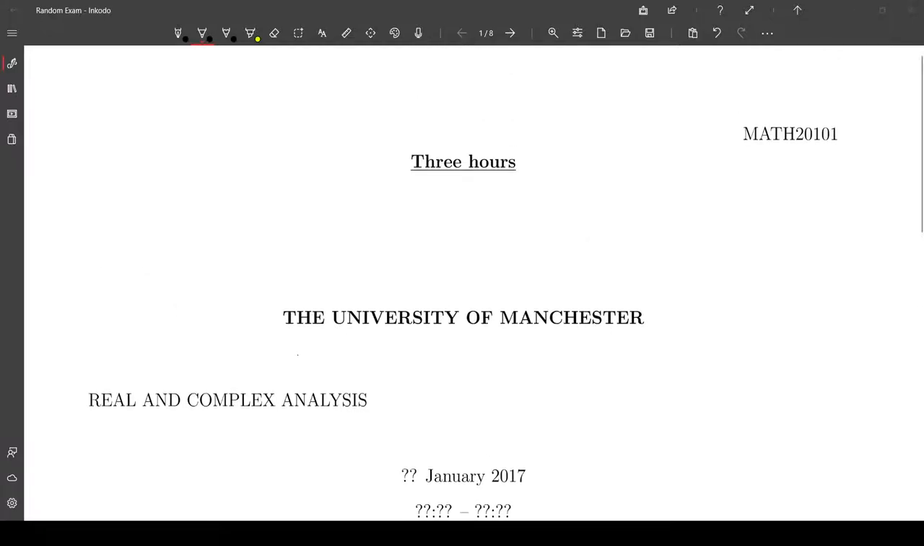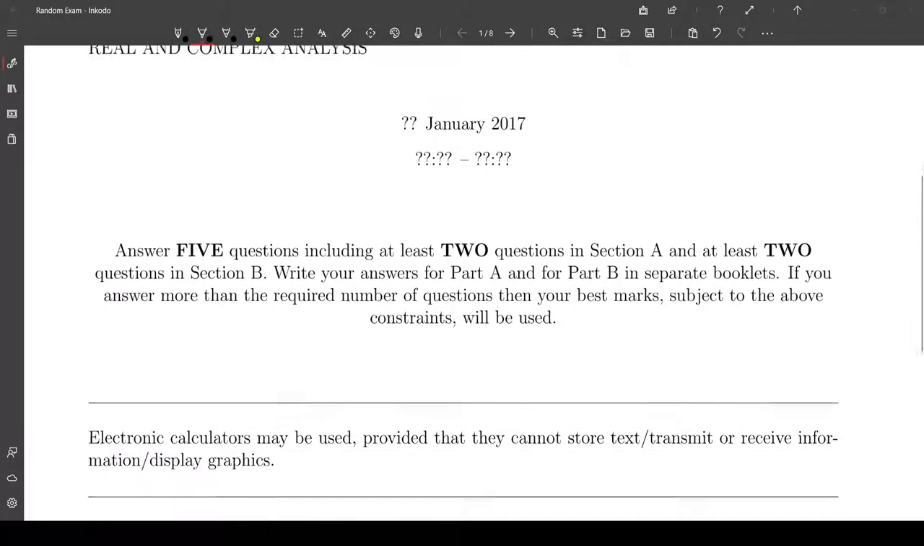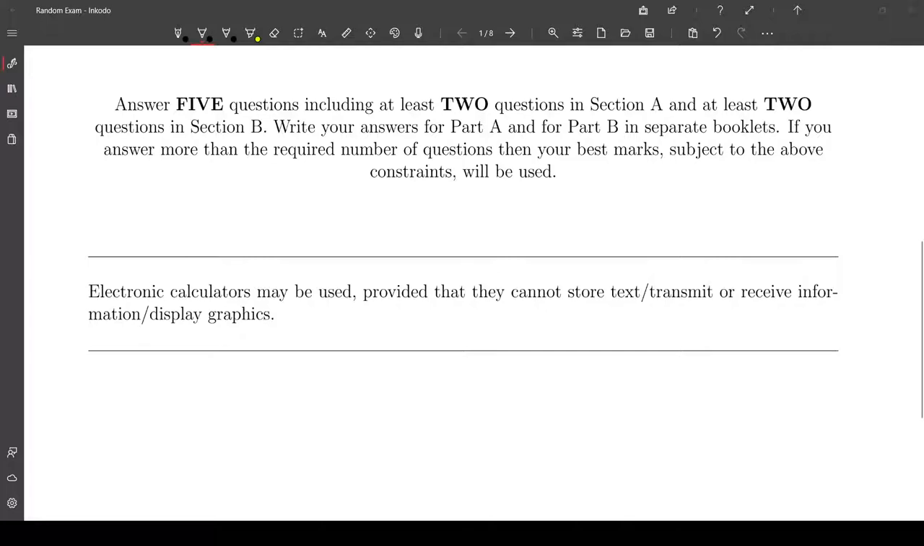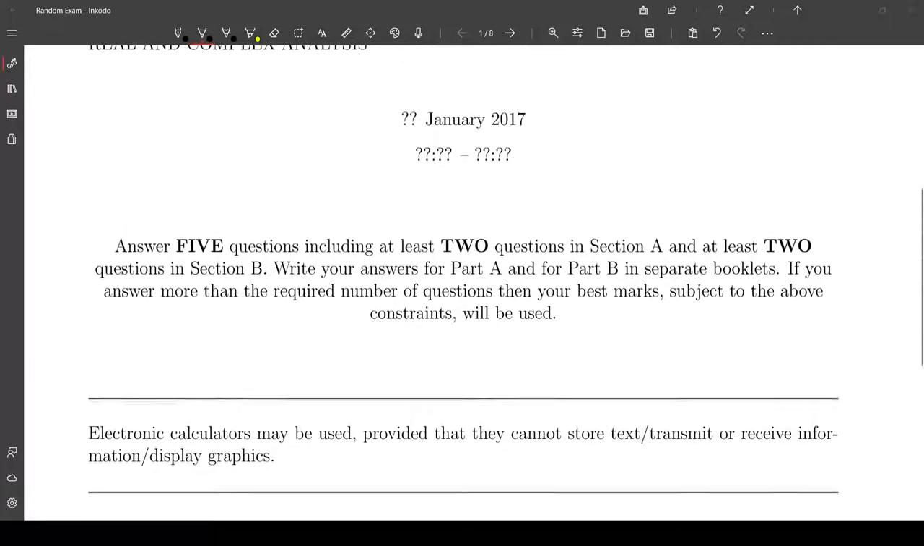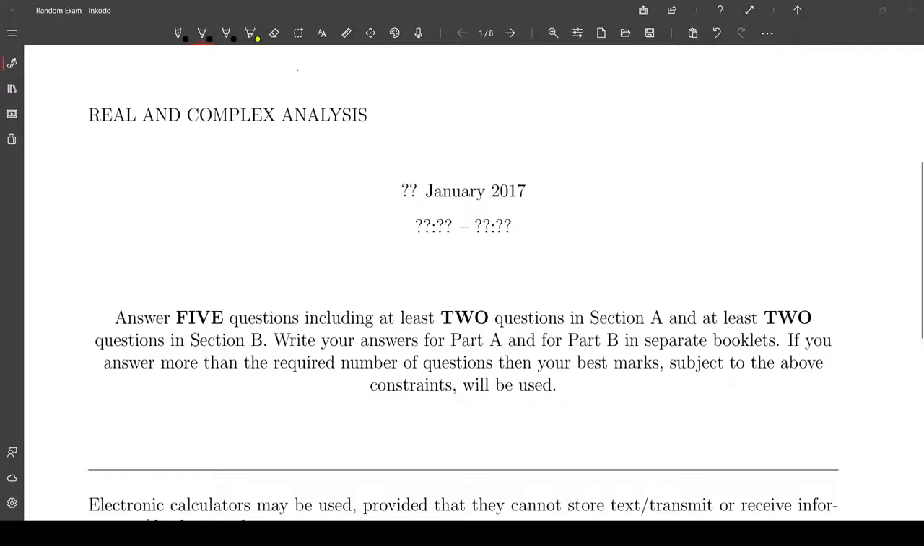Now, the allotted time is 3 hours, and I think they give something ballpark like 15, 16 questions, and you only have to answer five. They're split up into two parts, A and B. So I'm assuming A is real analysis and B is complex analysis. So you have to answer at least two from A and at least two from B. I think my goal is to answer three in A and two in B because I'm a little rusty on complex analysis.